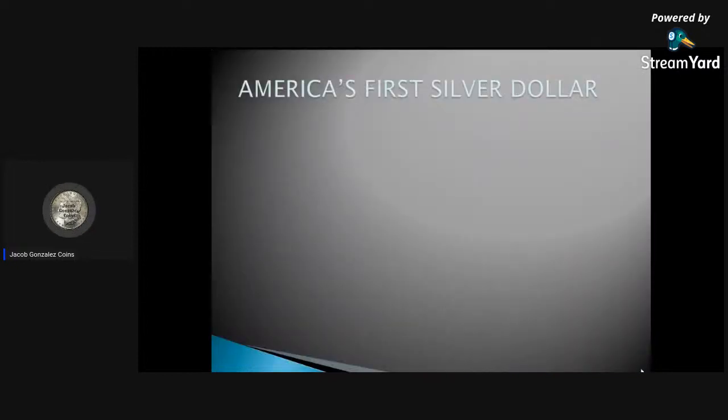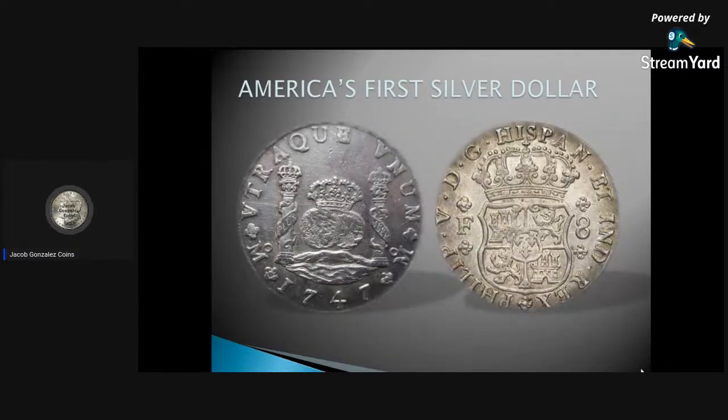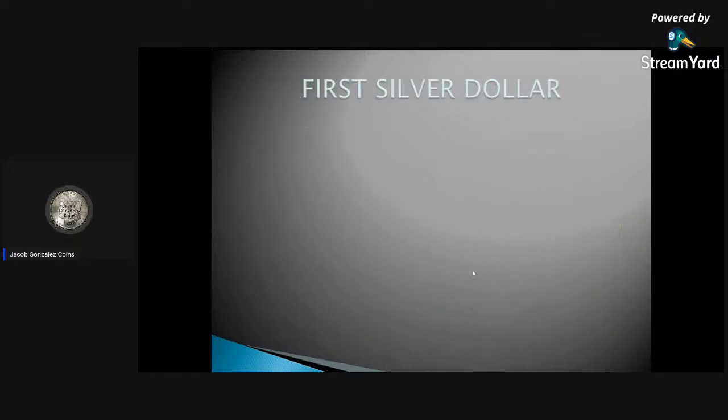So let's start with America's first silver dollar, and that would be the ocho reales, or the 8 reales, as people would call them. A very beautiful coin minted by Spain. They were Spanish milled coins, and they were produced in Mexico City, Guatemala, Bolivia, and Peru from 1732 all the way up to 1777. Like I said, they were called the 8 reales, pieces of 8, or the pillar dollars, as you can see by the two pillars right here. Let's go on to the next slide.